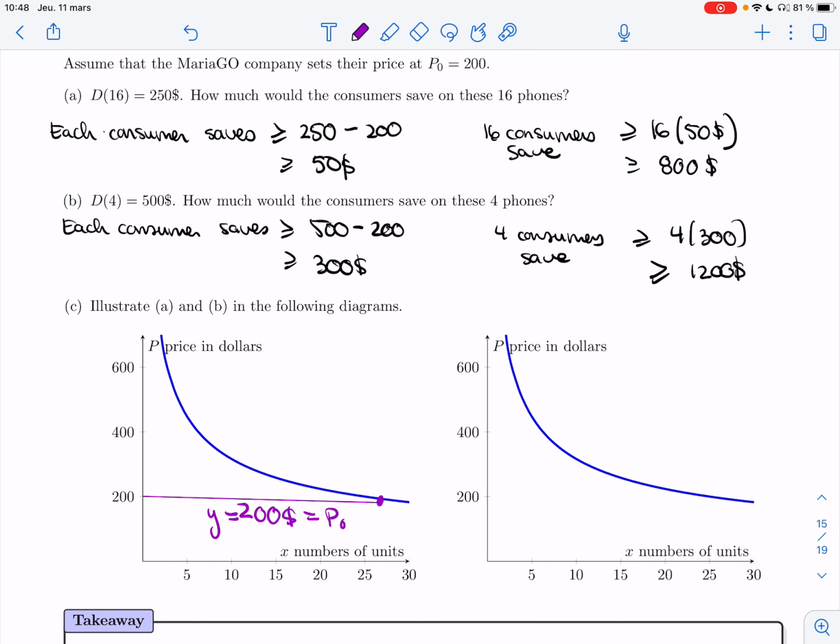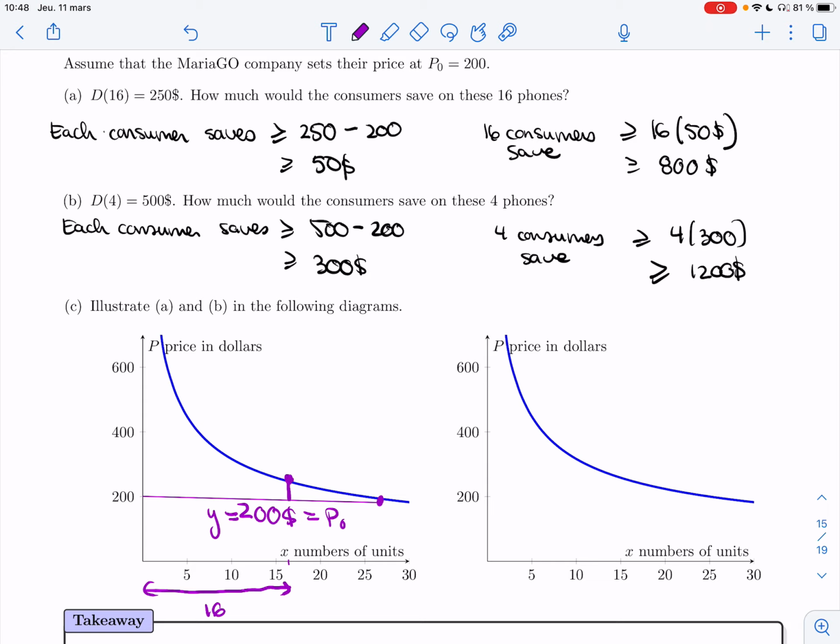All right, so I want to illustrate what this actually does. This 50, what is it? This 800, what is it? So in that case, I'm looking at 16. So 16 is here. This is what I have. All right, so that's the 16 phone I'm looking at.